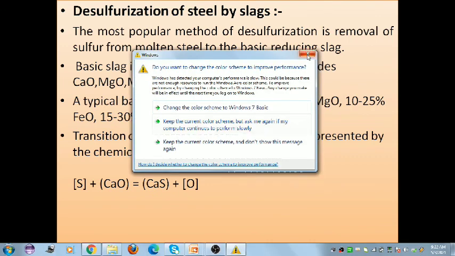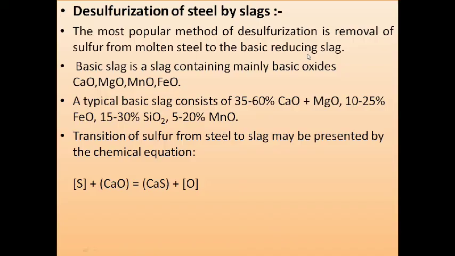During these transitions, the transfer of sulfur from steel to slag may be represented by chemical equations. The sulfur, in the transition to slag plus calcium oxide, gives calcium sulfide, with removal of the metal oxide. So by using this process, the sulfur can be removed by using basic oxides in the form of slags. Thank you.